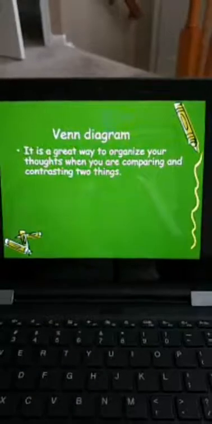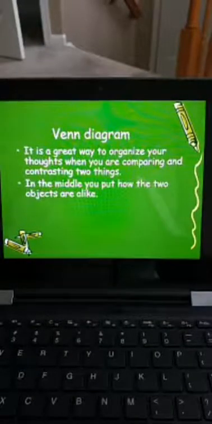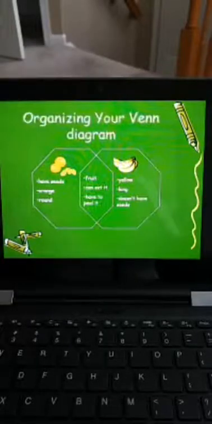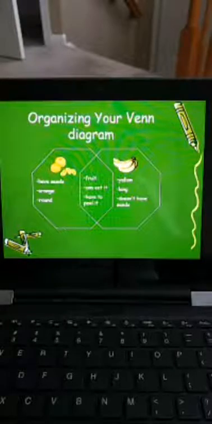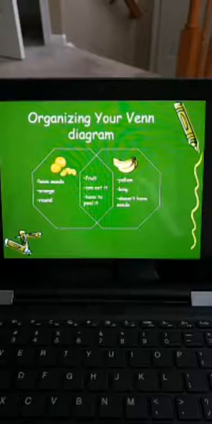Venn diagram is the graphic organizer that we use. And this is what it looks like when you're doing compare and contrast. This helps you organize your thoughts, and you can use your Venn diagram to write a summary.